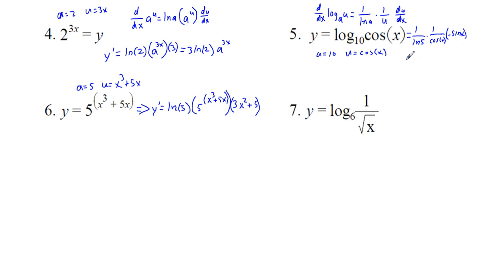So let's go ahead and write this out. We're going to have 1 over ln of 5, and then times negative sine x over cosine x. And we can simplify that further, can't we? Negative sine x over cosine x is going to be negative tangent x over ln of 5. So that's going to be y prime.